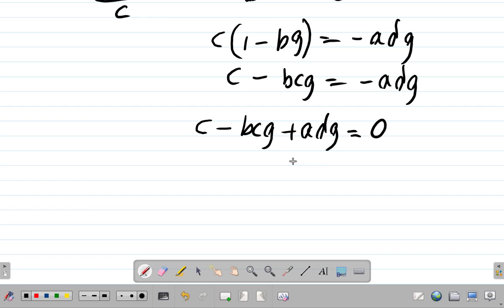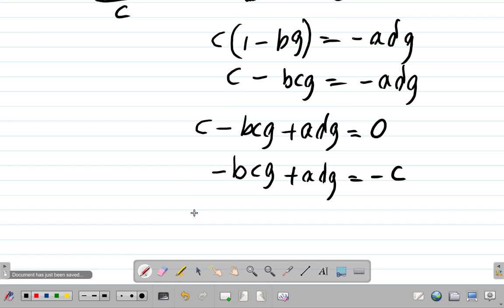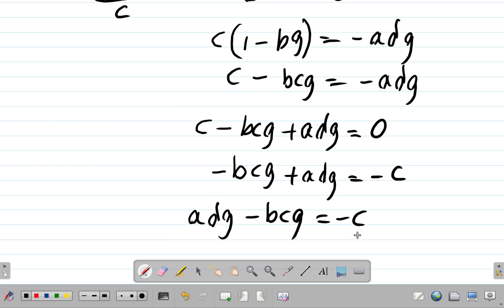Then we subtract C from both sides. C will subtract itself over here. We have negative BCG plus ADG equals negative C. Let's put the ADG on the left of the negative BCG. We will have ADG minus BCG equals negative C. So that's what we have there.